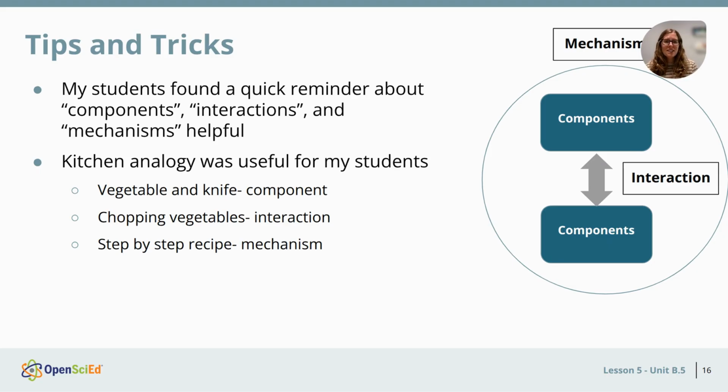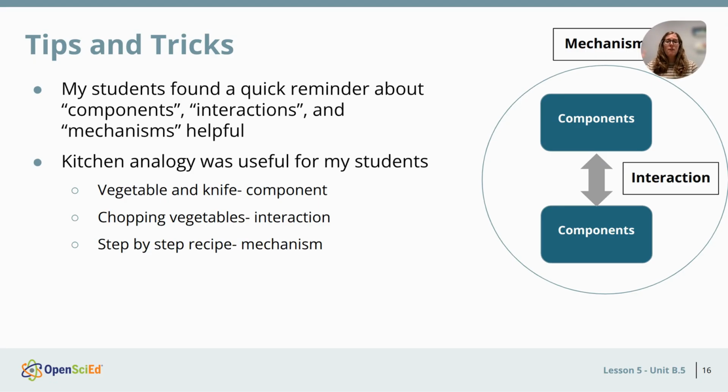All right, my next tip and trick is all about components, mechanisms, and interactions. Because even at Unit 5, there'll still be some challenging moments with this. So my students found a quick reminder about what the component, interaction, and mechanisms are helpful. An analogy that I've used in the past that my students gave great feedback on is a kitchen analogy. So I'm like, all right, let's imagine our kitchen. What are some things in our kitchen? And those are our components.